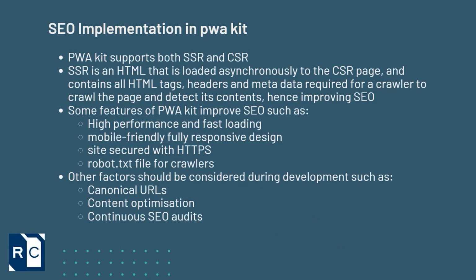There are other factors, again, over here as well. You do have some factors during development that you need to take care of to make sure that your SEO is as good as possible. Those include using canonical URLs, using content optimization, and continuously auditing your SEO to make sure that it's working as per your expectations or as per your requirements.